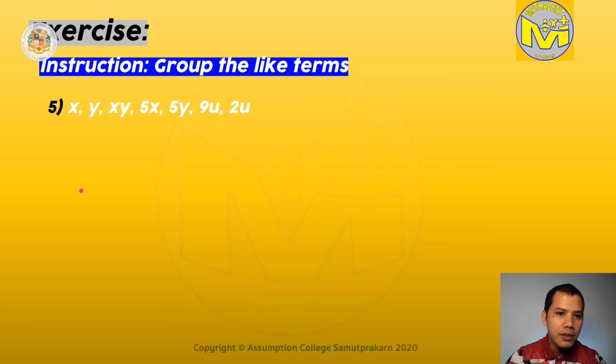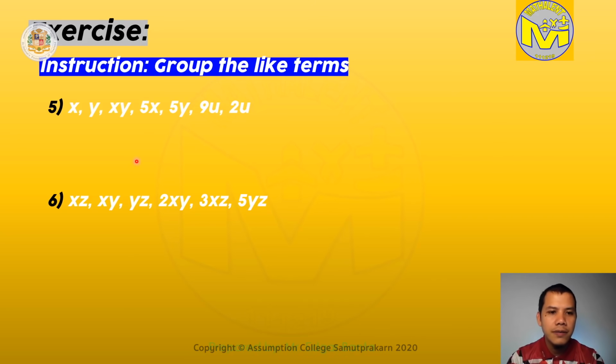Okay. How many X's? One. Oh, wait. U first, right? So 9U and 2U. Next. Group of X. We have X and 5X. Next group, we have Y and 5Y. The X and XY do not belong to any group because they are just one.